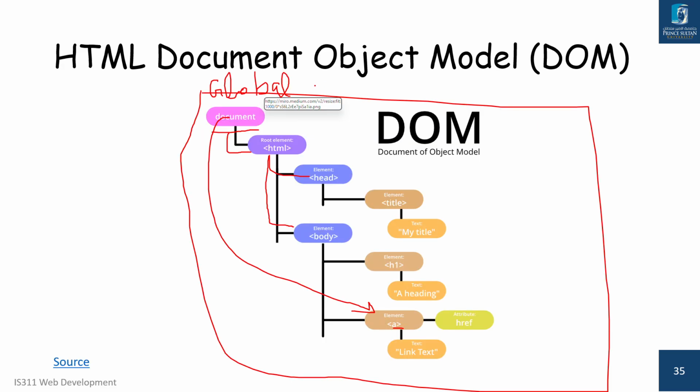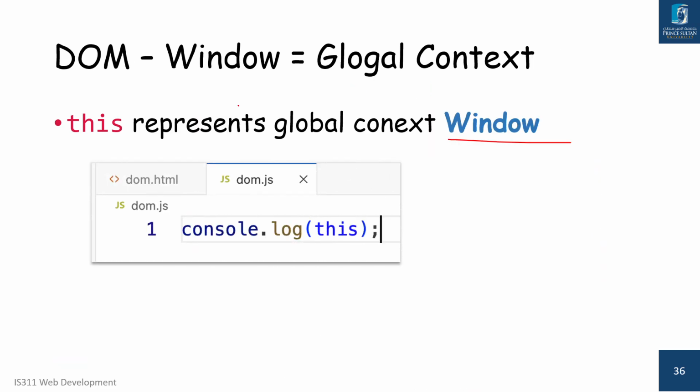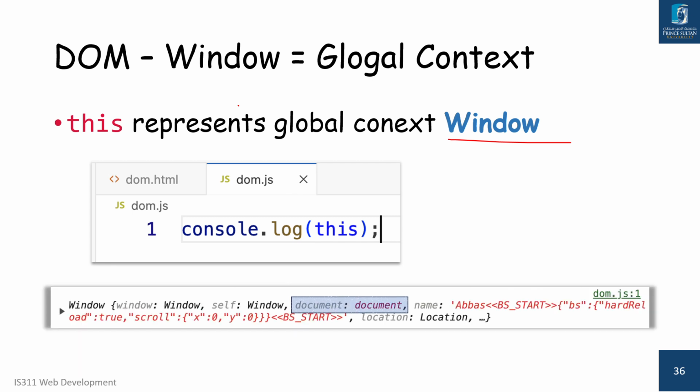Okay, so this global scope is the window of the browser in which we are showing this document. If I console log the global scope, it will show me something like this. It will say window, then we have self, then document, which is one part of this window, and then name and others. There are a lot of other things there, like location and so on.